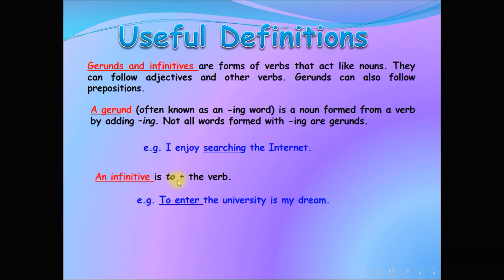And then an infinitive is to plus verb. As we have already discussed in our previous exercises, to plus verb is called an infinitive. For example, to enter the university is my dream. So to here, followed by a verb, means that this is a to infinitive. To enter the university is my dream.